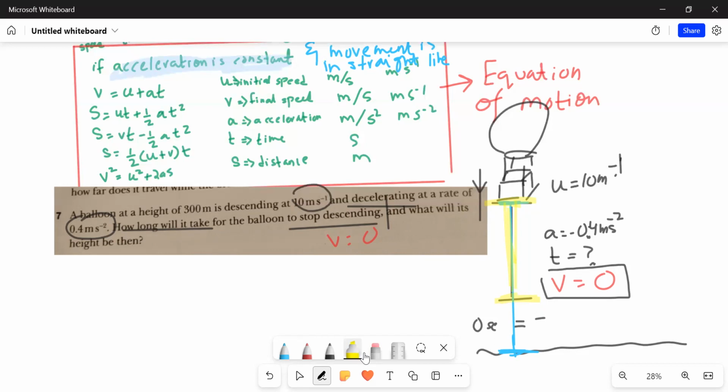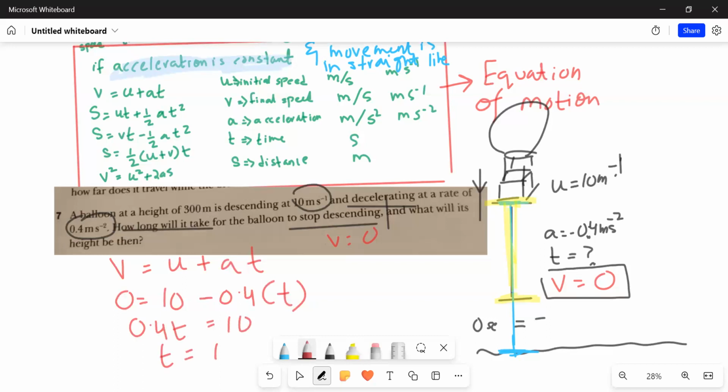The first one. v equals u plus at. Let's apply that. v equals u plus at, so 0 equals 10 minus 0.4t. So 0.4t equals 10, t equals 10 upon 0.4, which will be 25. Right. Okay, 25 seconds. So in 25 seconds, the balloon speed goes from 10 to 0, while it's decelerating at 0.4 meters per second squared.